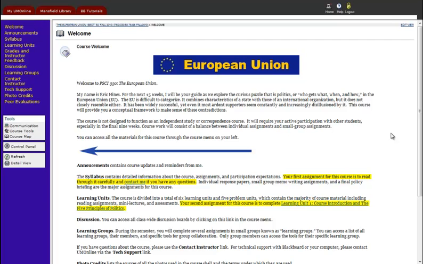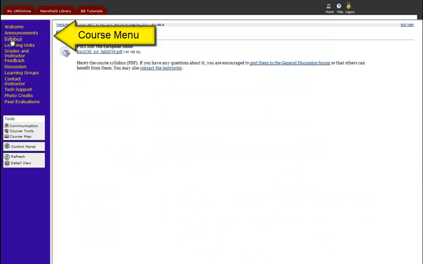When you first log on to the course shell, you're presented with a welcome screen that briefly introduces myself as well as some of the overall goals of the class. There's a list of the various sections of the course, which you can access in the course menu. There's announcements, there's a link to the syllabus, which contains pretty much the entire structure of the class. I'll briefly turn to the learning units more here in a second, which is the main bulk of the course.